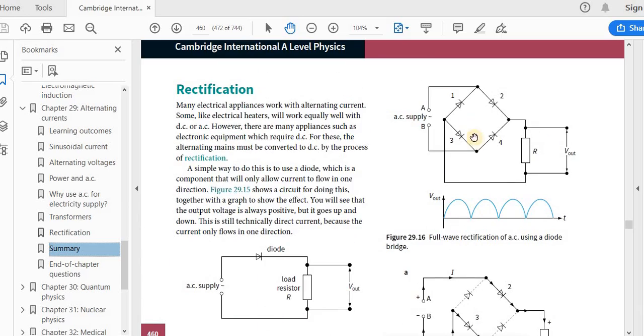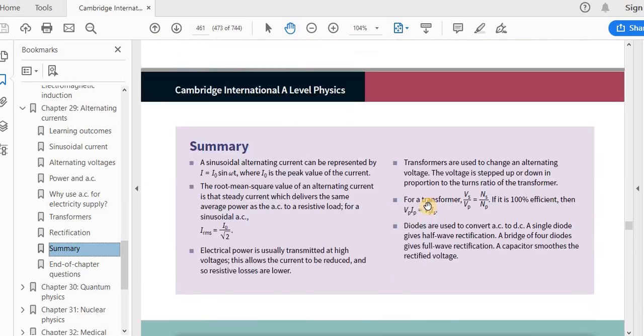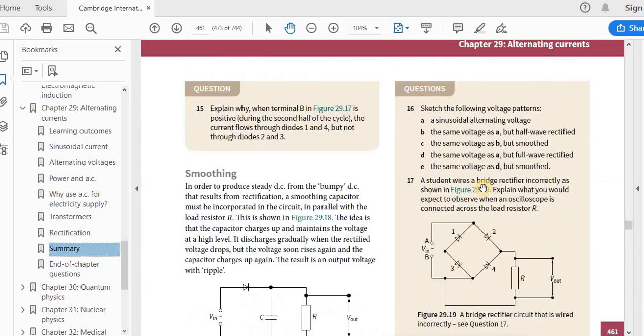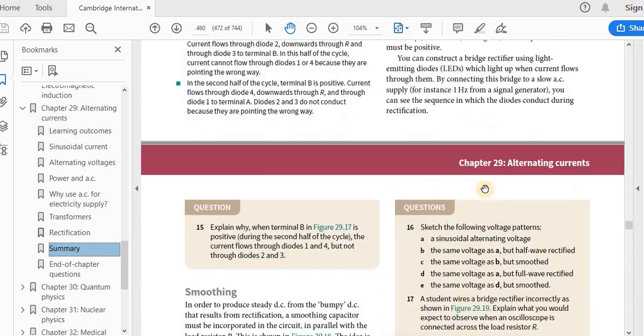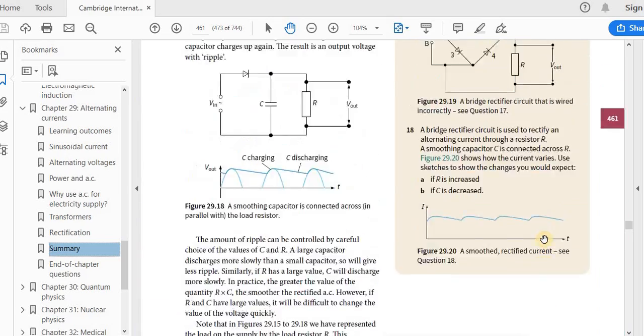And if you use four diodes like this, we'll go through the summary again. A single diode gives half-wave rectification. A bridge of 4 diodes gives full wave rectification. A capacitor smooths the rectified voltage. Then you can see this network of 4 diodes, a bridge of 4 diodes.